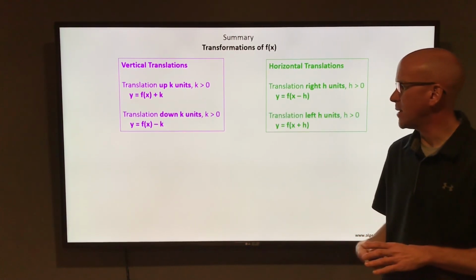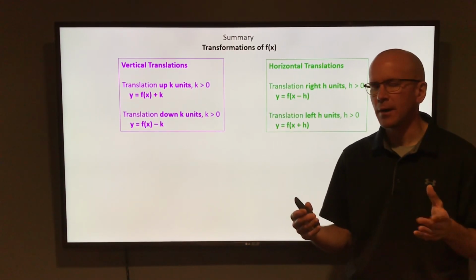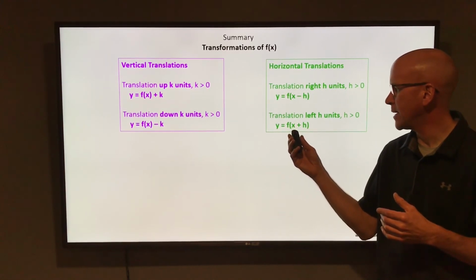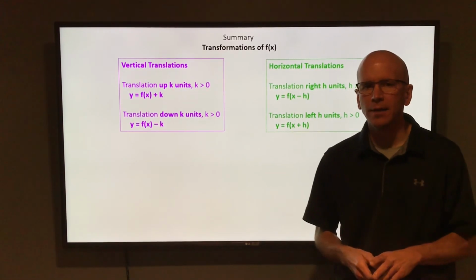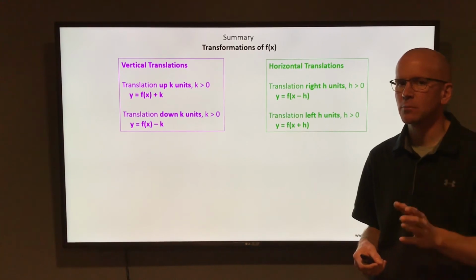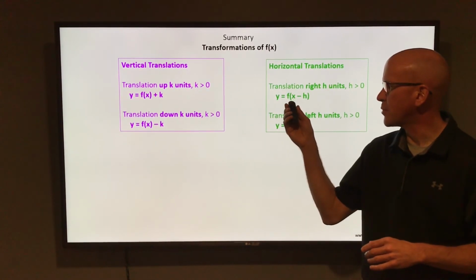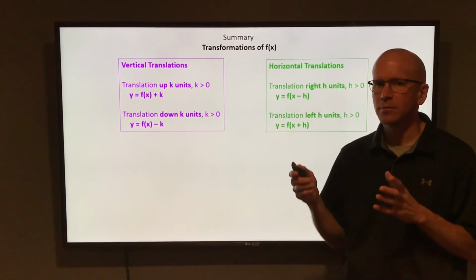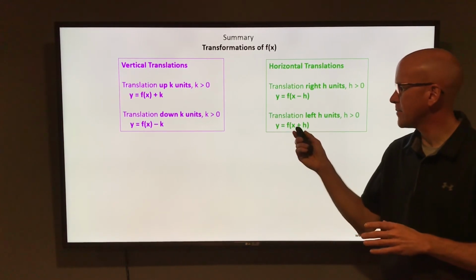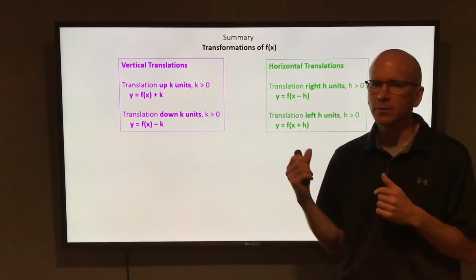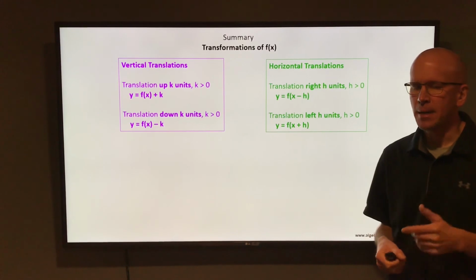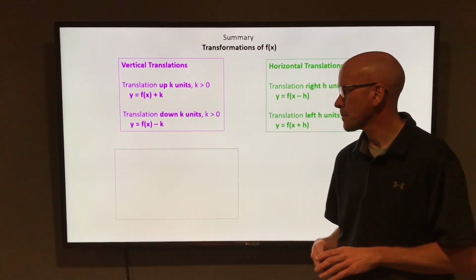When you add to the value of x, it's going to shift the graph to the left. So if you add h onto the value of x, it's going to shift the graph to the left h units. Again, that is one to remember. When you subtract from the value of x, it shifts the graph to the right. When you add to the value of x, that shifts the graph to the left. That one's tough to remember. It's opposite of how you usually think.